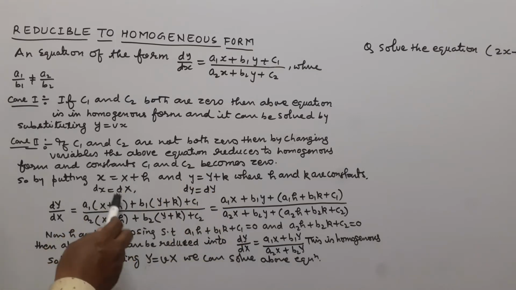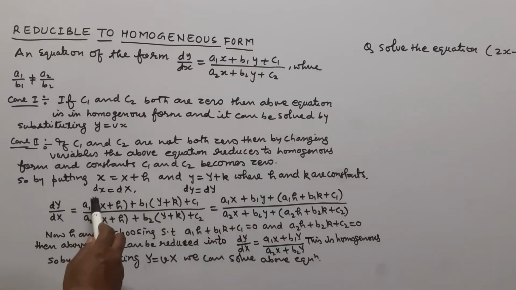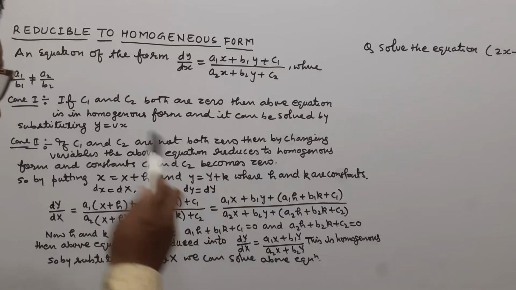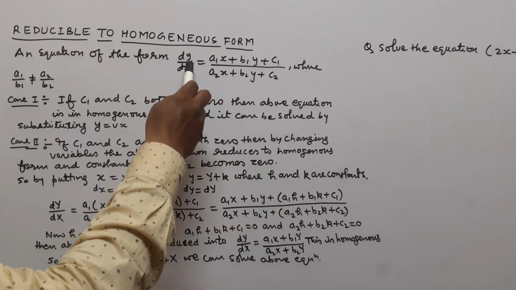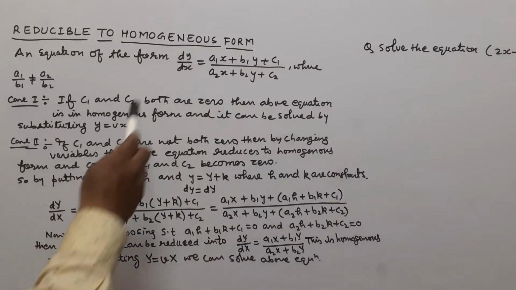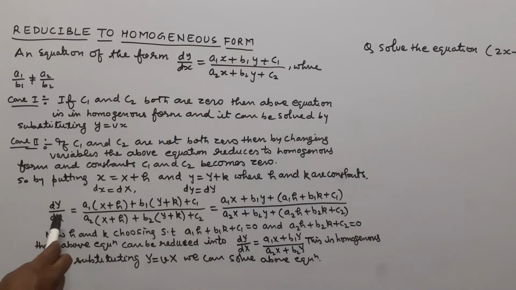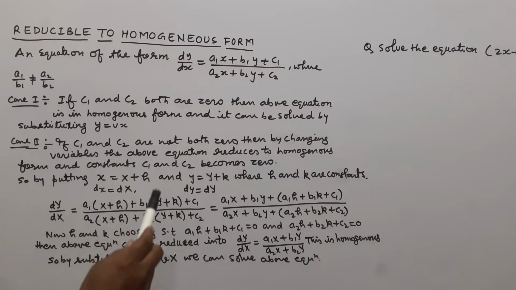We differentiate small x with respect to capital X and small y with respect to capital Y. So we get dx equal to dX and dy equal to dY. Now in place of dy we put dY, in place of dx we put dX, and in place of x and y we put capital X plus h and capital Y plus k.